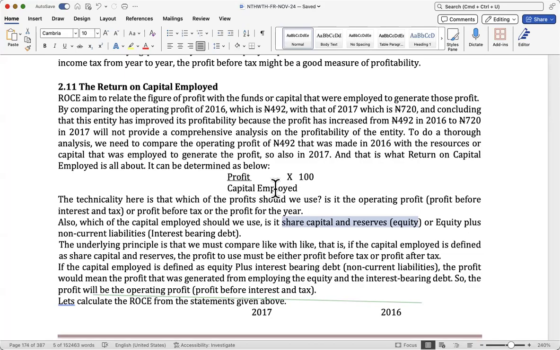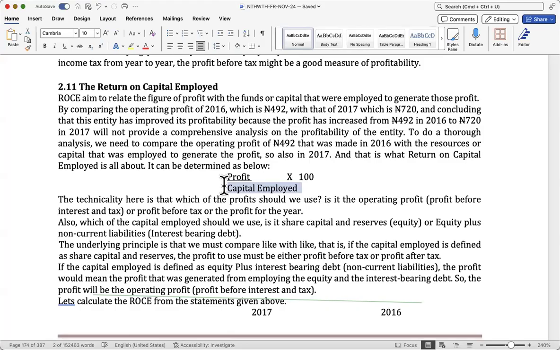So which one are we going to use as capital employed? That's the major challenge. And how do we solve it? So listen up. The way to solve it is this. Usually, the examiner will give you a clue on which capital employed you are supposed to use. And the capital employed you are using will then determine the profit you would use.